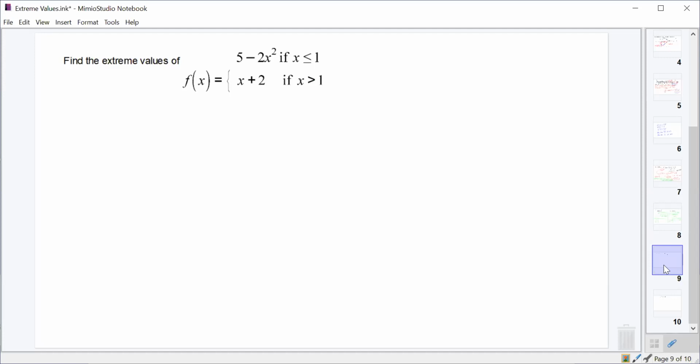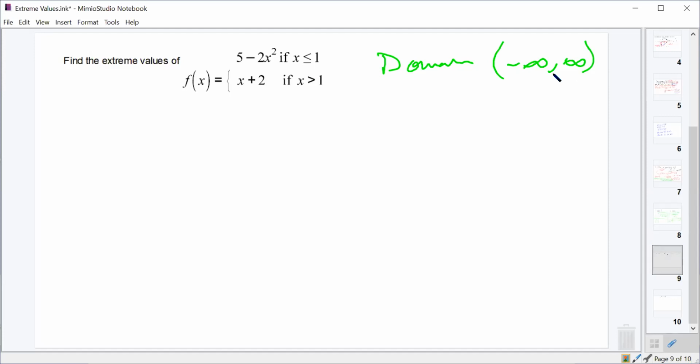So first off, if x is less than or equal to 1, that tells us that we should be able to plug in everything less than or equal to 1 to that. Are there any values we can't plug into 5 minus 2x squared? No. Are there any values we can't plug into x plus 2? No. So what's our domain? Domain is negative infinity to infinity. Are we guaranteed to have an absolute max and an absolute min? No, but there still could be. So let's take a look.